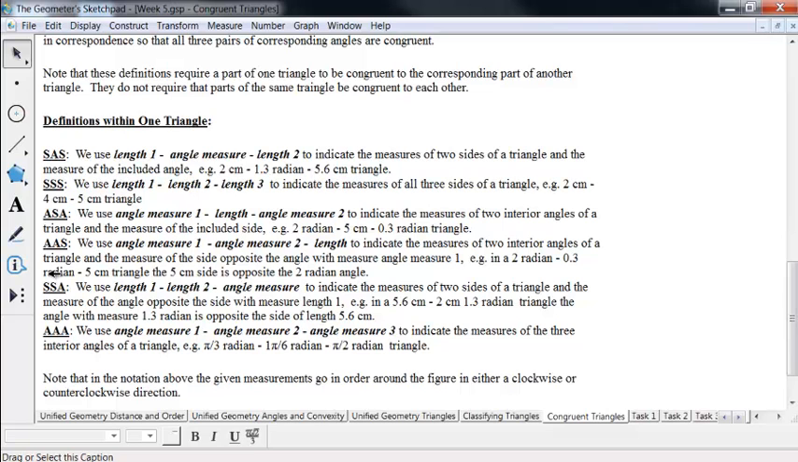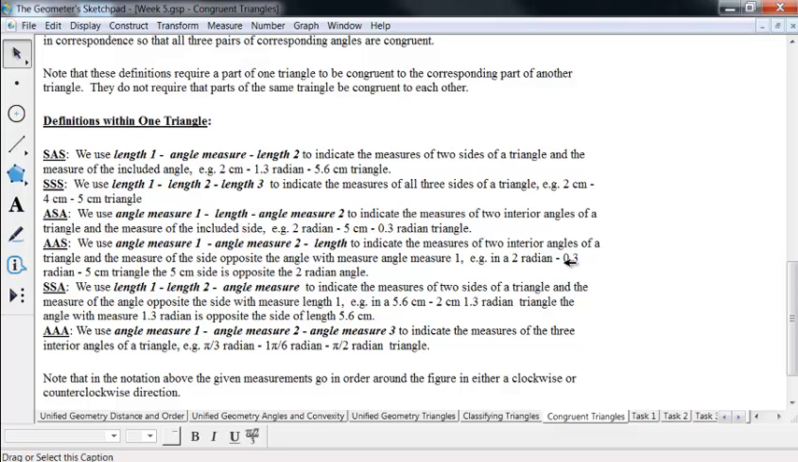In the AAS condition, we might have angle measure 1, angle measure 2, and then length. So this would be two interior angle measurements, and then the measure of a side, and the side that you list last has to be opposite the first angle. So for example, if we say a 2 radian, 0.3 radian, 5 centimeter triangle, the 5 centimeter side is opposite the angle with a measure of 2 radians, and of course it will be next to the one that has 0.3 radians.